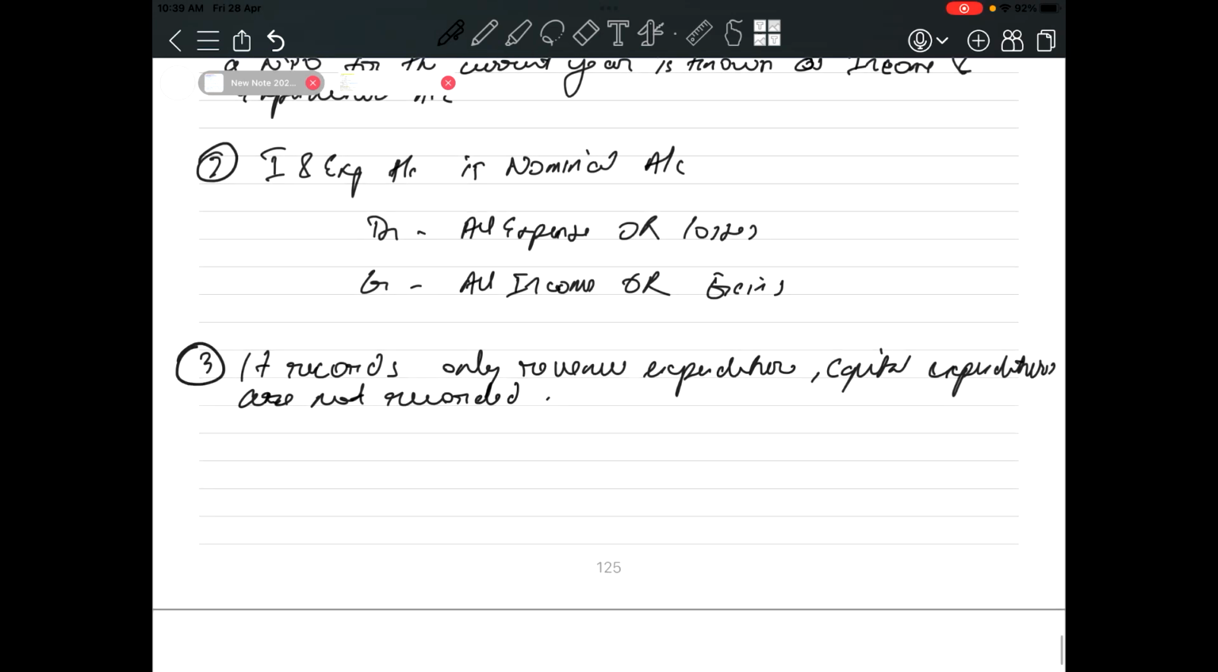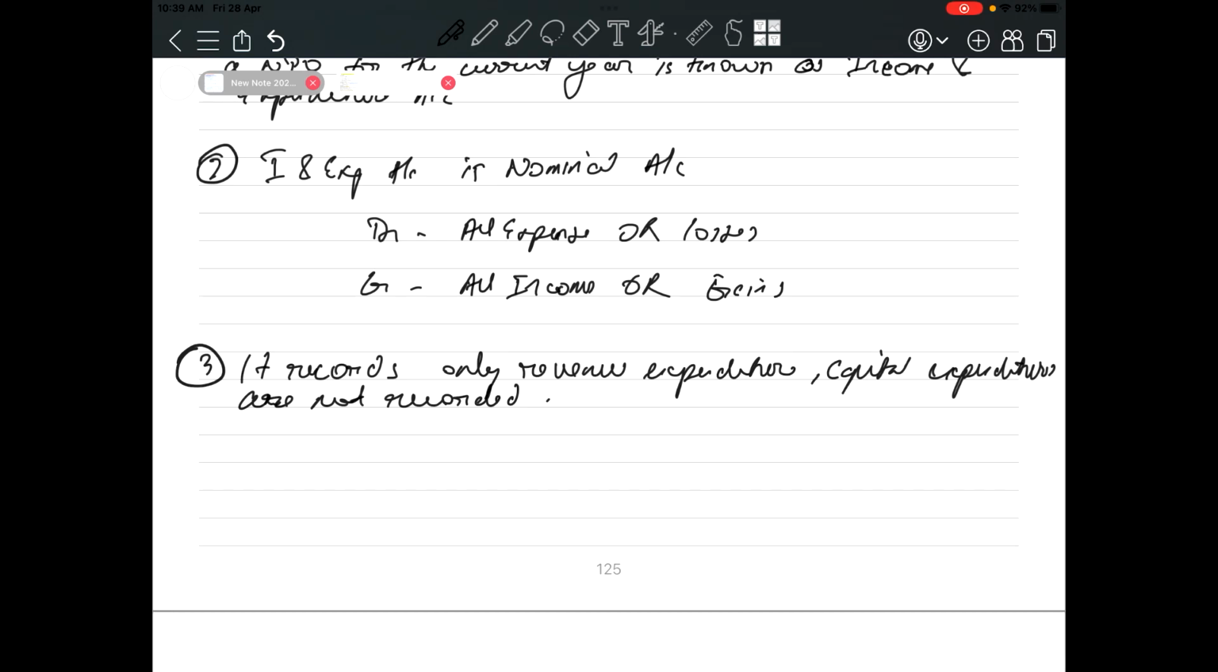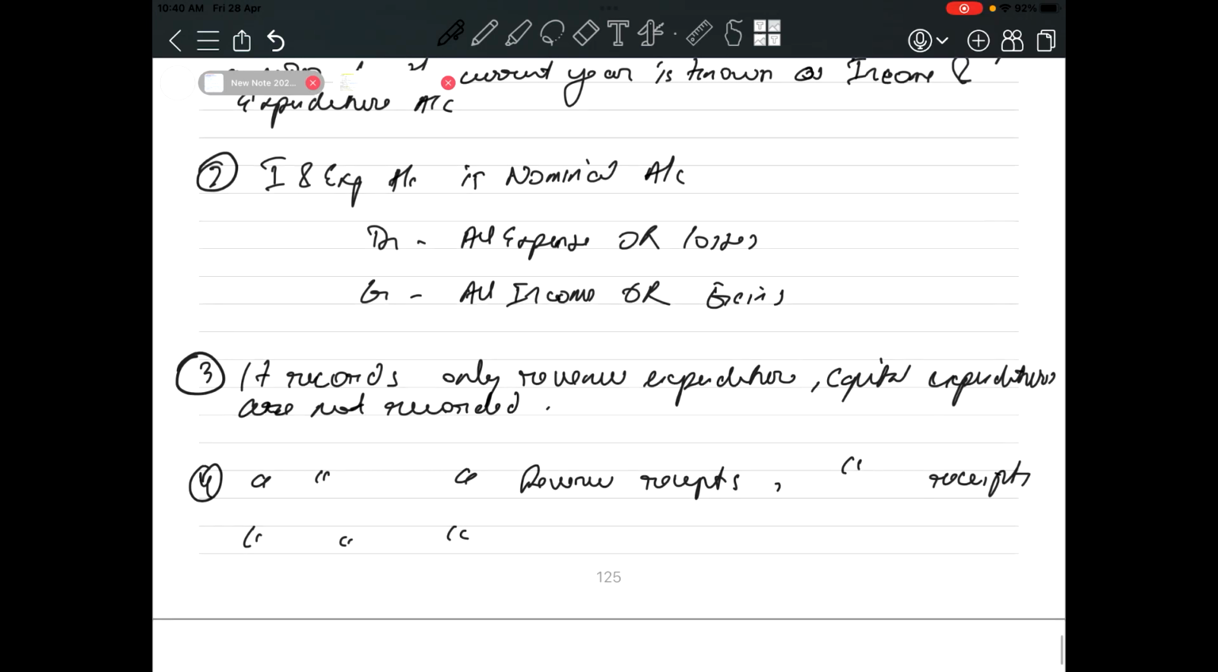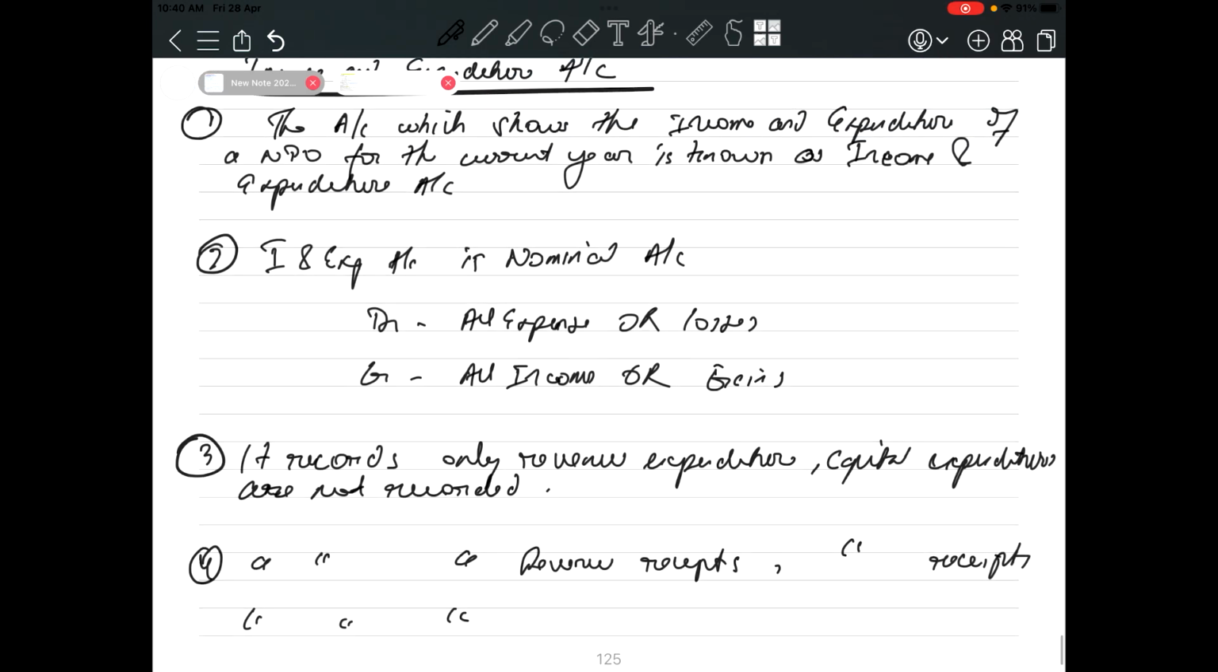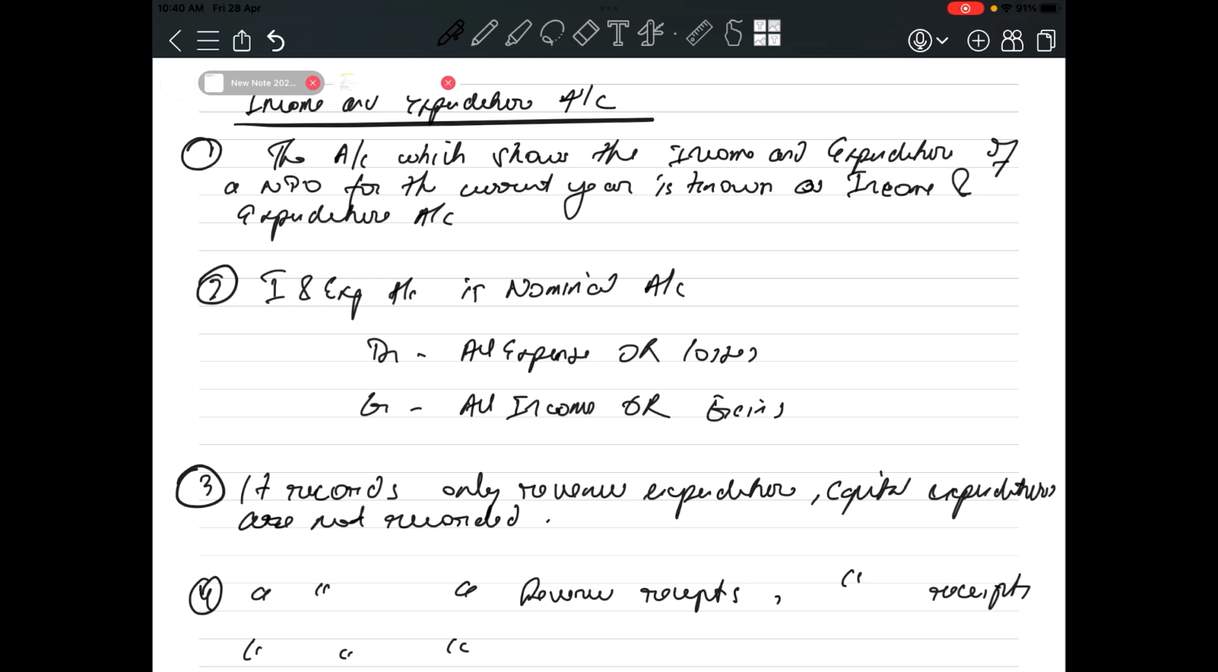Point number 3, it records only revenue expenditure. Capital expenditure is not recorded. Similarly, point number 4, it records only revenue receipts. Capital receipts are not recorded. I hope this is clear. You can note this down if you want.